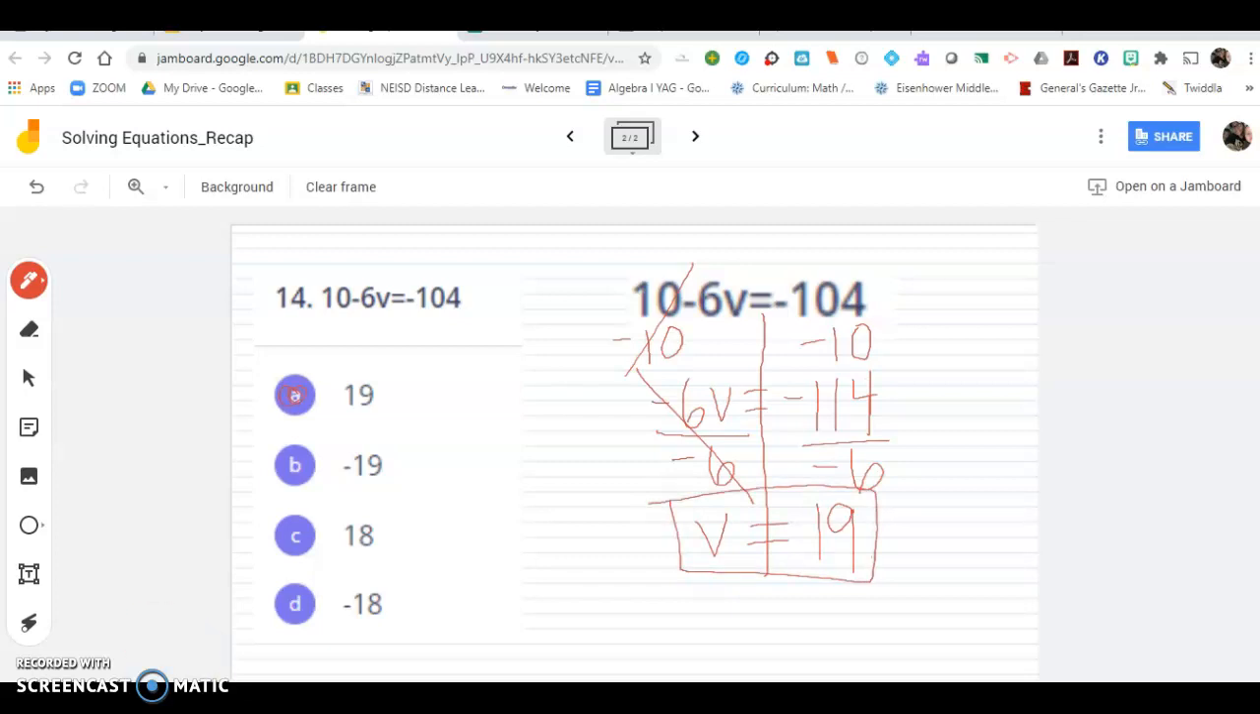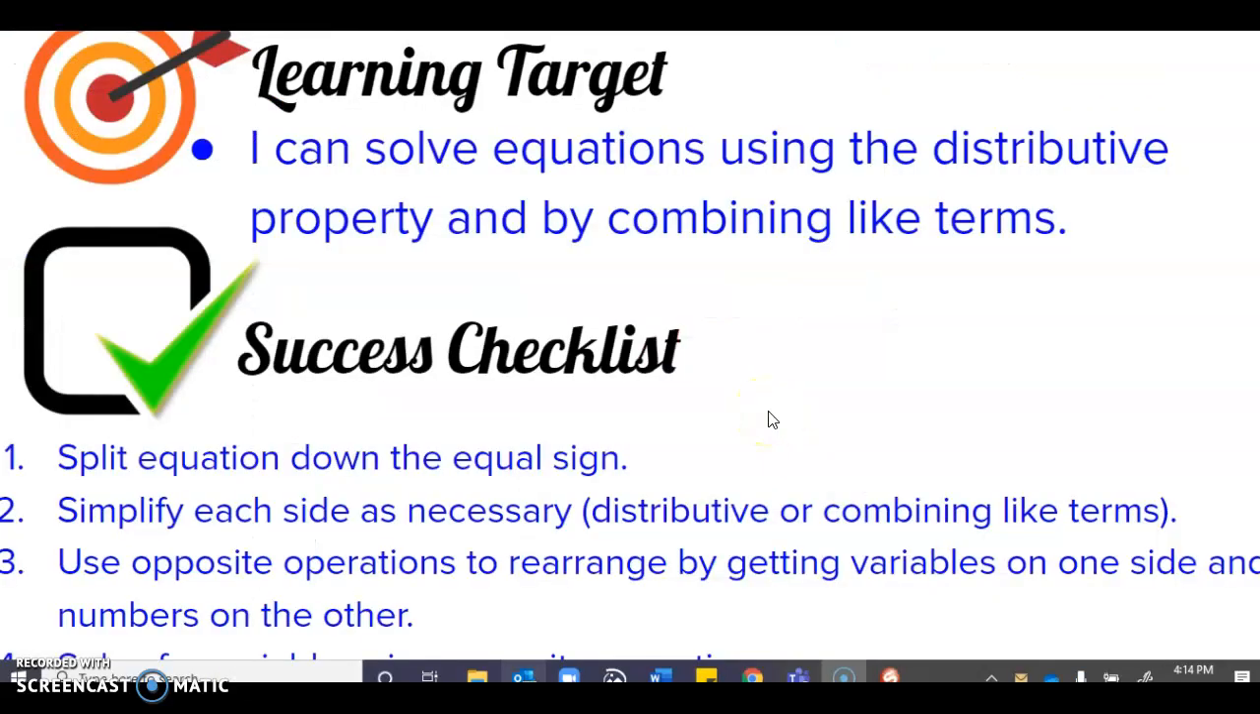We should have been picking A. Okay, the next things we talked about after that was our learning target and our success checklist. Our learning target for today was: I can solve equations using the distributive property and by combining like terms.